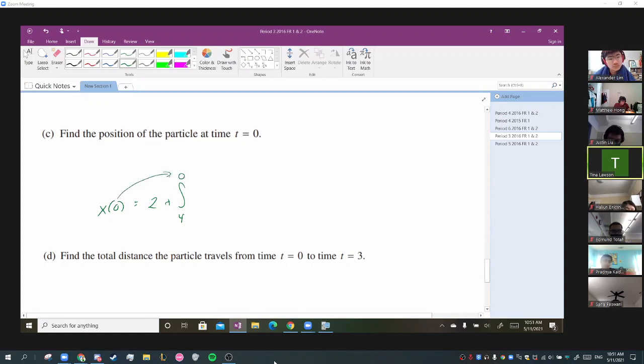I'm trying to reach 0. If this amount is positive, it'll add it to 2. If this amount is negative, it'll add it to 2. It will take care of it for you. You don't have to worry. Calculus is on your side, okay?